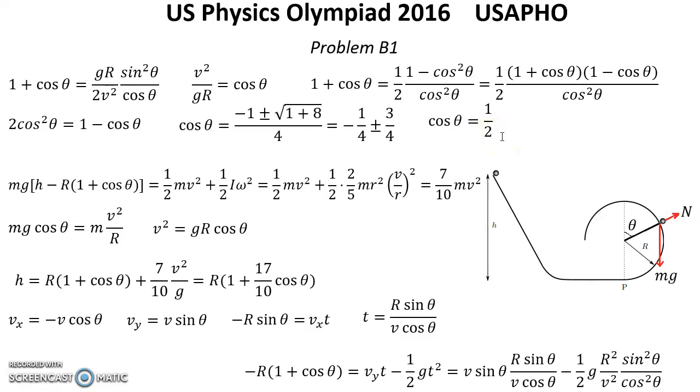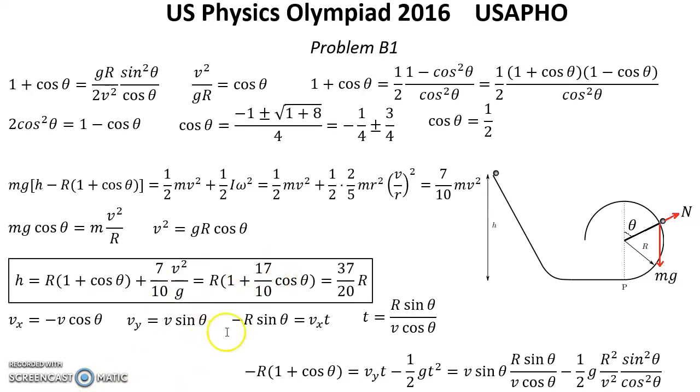And now we can put this 1/2 in the final expression for h here. And finally we have this answer. When we put 1/2 instead of cosine theta, we have h equal to 37/20 r. That's the answer for problem B1.